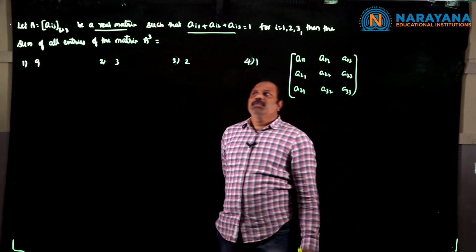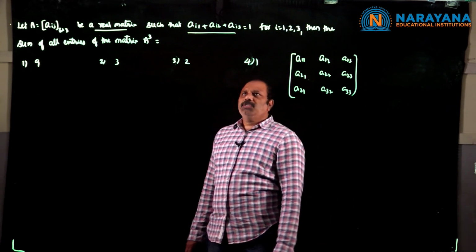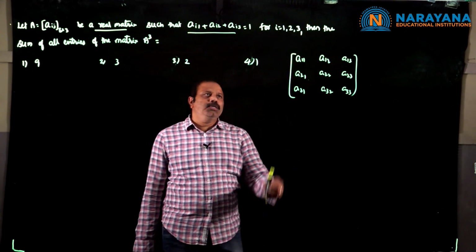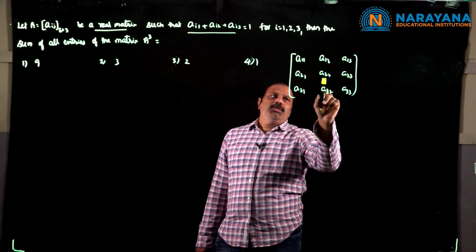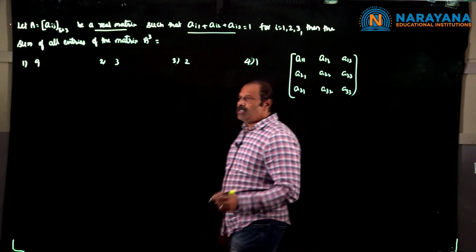So then the sum of all entries of the matrix A cube. Now it is very simple to take. Suppose you take an identity matrix, I mean a unit matrix, you will get the entries like 1, 0, 0. Sum of the elements is 1. 0, 1, 0. Sum of the elements is 1. 0, 0, 1. Sum of the entries is equal to 1.